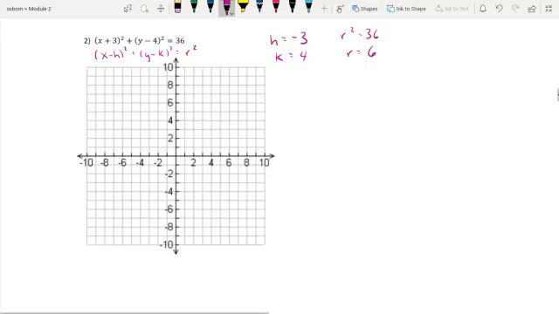So what that means is I'm going to plot my center point at negative 3, 4. I plot that point. Now I'm going to use my radius of 6 to move 6 units to the right: 1, 2, 3, 4, 5, 6. 6 units up. 6 units to the left. And 6 units down. And then I'm going to connect all of these with a smooth curve.